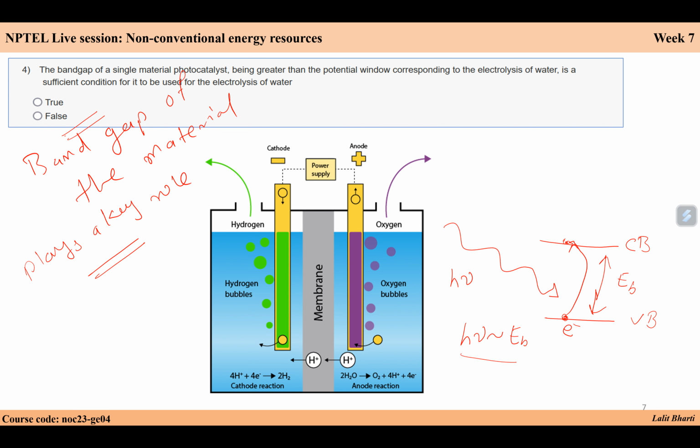If it is lower than the band gap, the h nu or the photon energies are lower than the band gap, then we will not see any electrons going from valence band to conduction band, and we will not see any reaction happen, and photocatalysis will not occur in that condition. So this is the condition. So this statement is true.